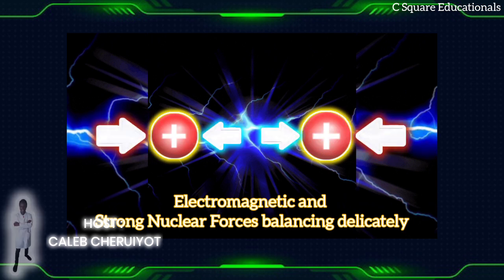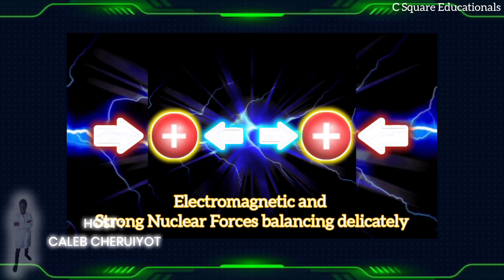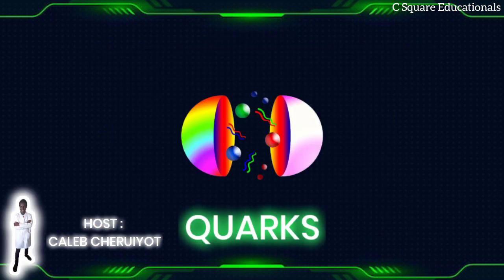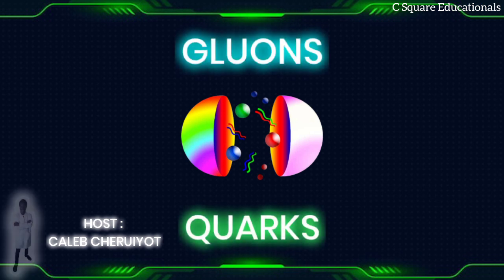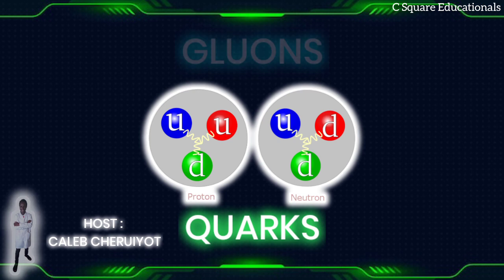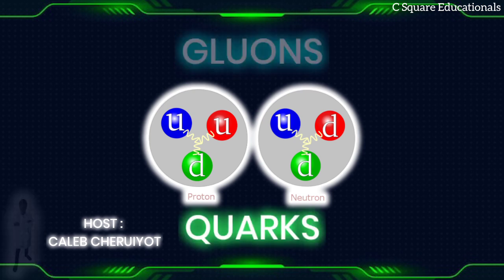To understand the strong force, we need to explore the composition of protons and neutrons. They are made up of quarks, fundamental matter particles, and gluons, force particles. A proton contains two up quarks and one down quark. A neutron, on the other hand, contains two down quarks and one up quark.